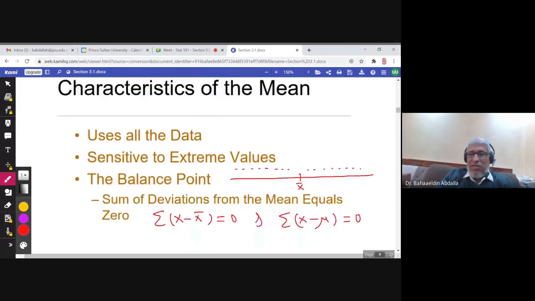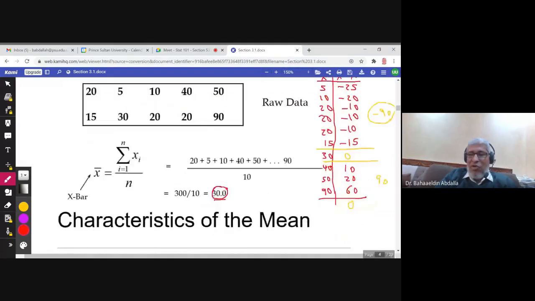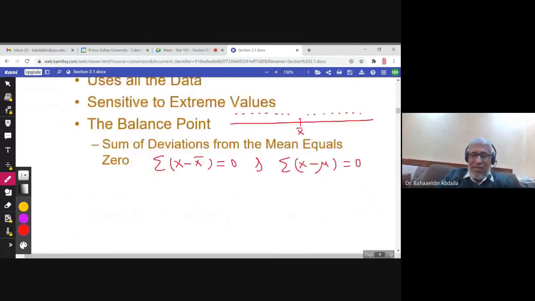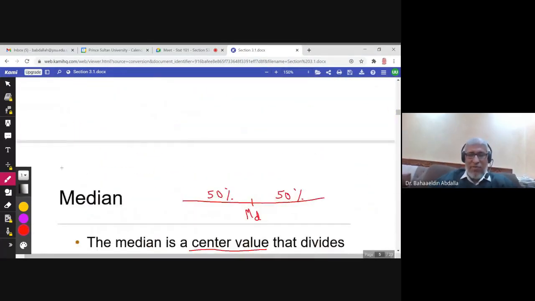Okay, let us write these numbers in order. We have 5, 10, 15, 20, 20, 30, 40, 50, and 90. 1, 2, 3, 4, 5, 6, 7, 8, 9, 10. These are the 10 values. In the previous example, they are sorted.